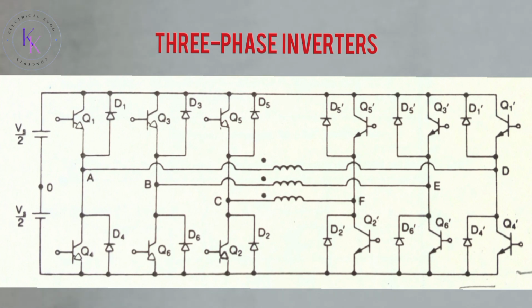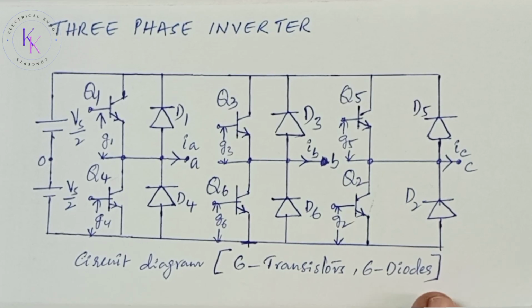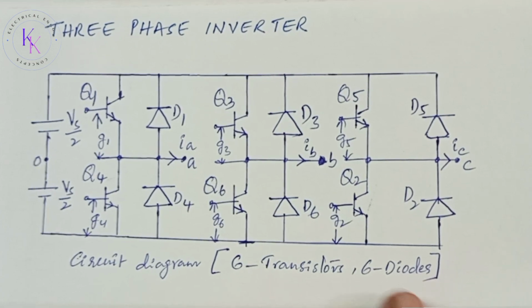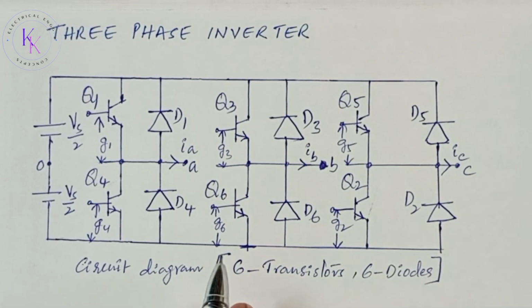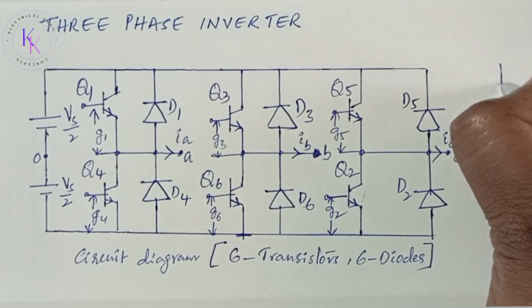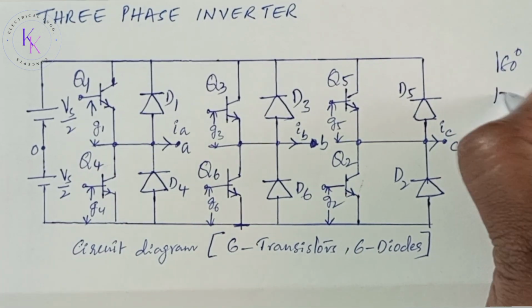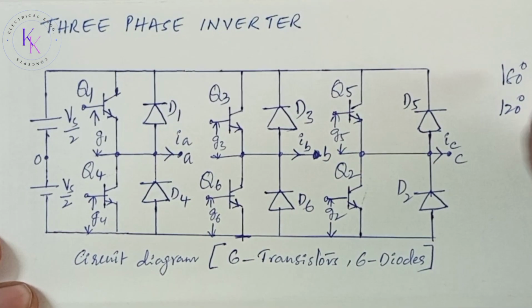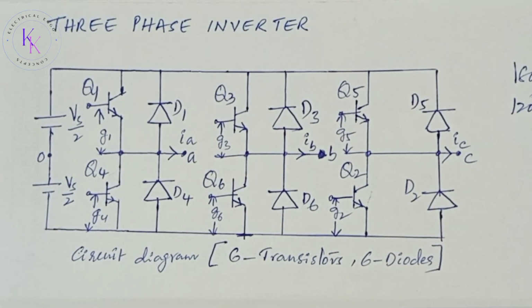If the output voltages of the single-phase inverters are not perfectly balanced in magnitude and phase, the three-phase output voltages will be unbalanced. This is the configuration of 6 transistors and 6 diodes to obtain three-phase output voltage. Two types of control signals can be applied to the transistors. The first one is 180 degrees conduction. The second one is 120 degrees conduction. We'll see the first one, the 180 degrees conduction mode.